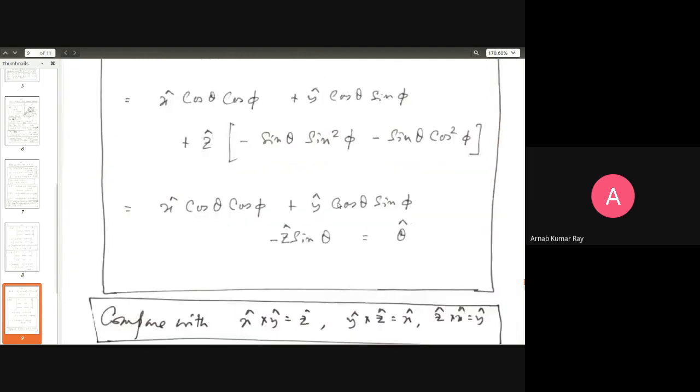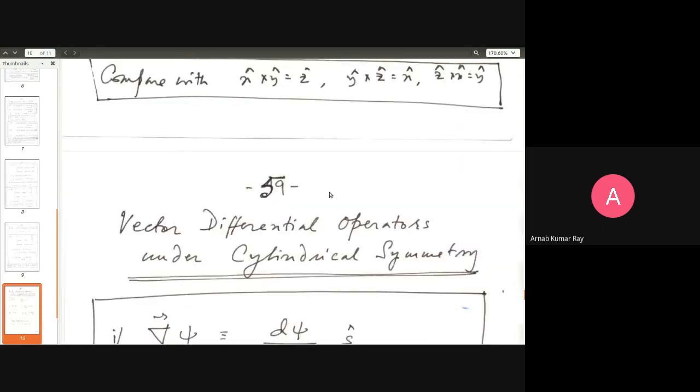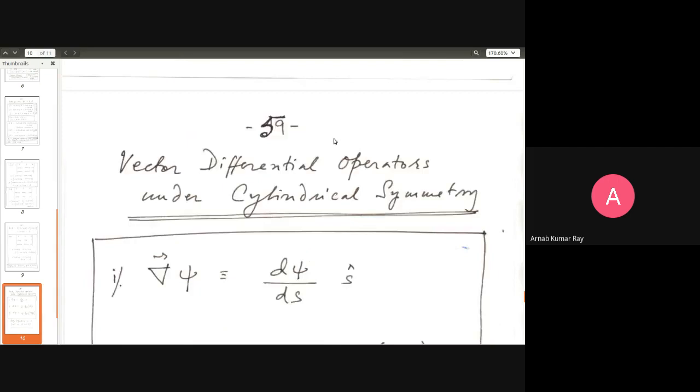Okay, before I go to the supplementary set of notes to discuss some of the ideas of spherical polar coordinate system in greater detail, I should just like to touch upon a few things here in vector differential operators under cylindrical symmetry. Let's see what we have here. Earlier also I mentioned to you why we have familiarized ourselves with the cylindrical and the spherical polar coordinate systems.